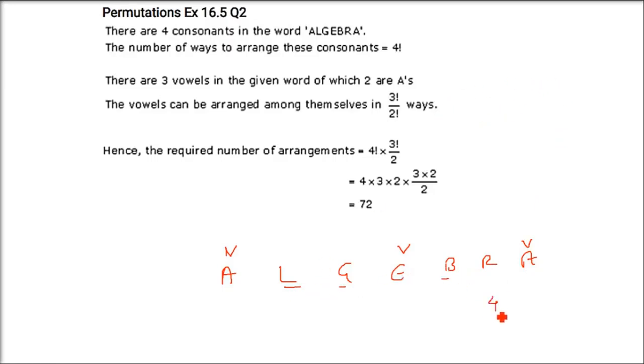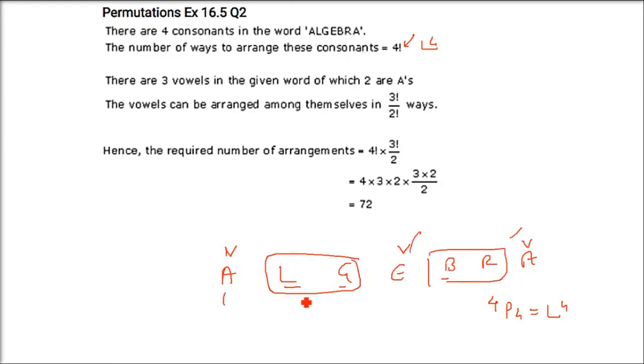So we have 4 consonants. 4 consonants can be arranged in 4P4. This is factorial 4, for consonants. How about the three vowels? 3P3. We cannot have an A in the position of L. So L and G positions need to be fixed, and B and R too. Only A, E, A can be taken here and there. So positions 1, 4, 7 are the only positions for A, E, A. We cannot infiltrate positions 2, 3 and 5, 6.